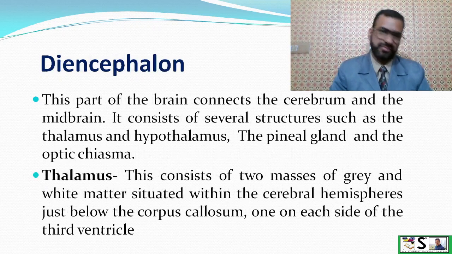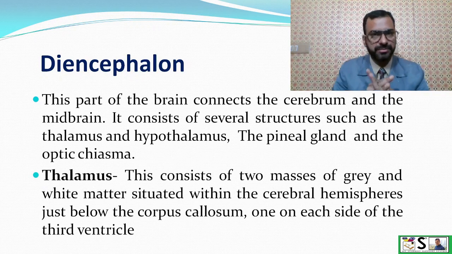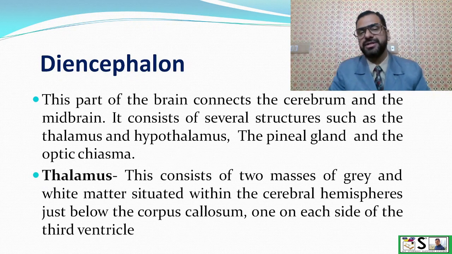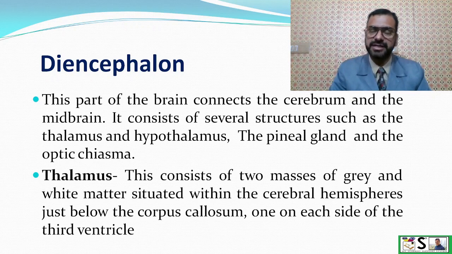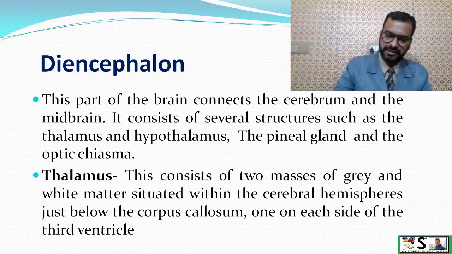Diencephalon. This is third part of the brain. This part of the brain connects cerebrum and the midbrain. It consists of several structures such as thalamus, hypothalamus, pineal gland, and optic chiasma. Thalamus consists of two masses of gray and white matter situated within the cerebral hemisphere, just below corpus callosum, one on each side of the ventricle.